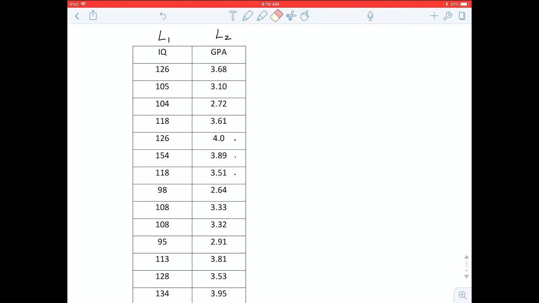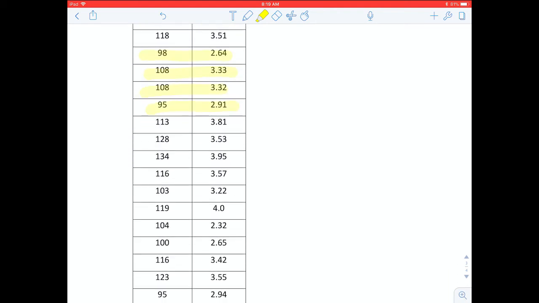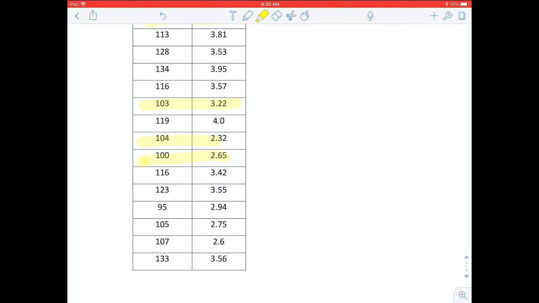So let me just erase these marks. Okay, so those that are less than a 110 IQ, and then I'm going to highlight them all the way across, less than 110, less than 110, less than 110.